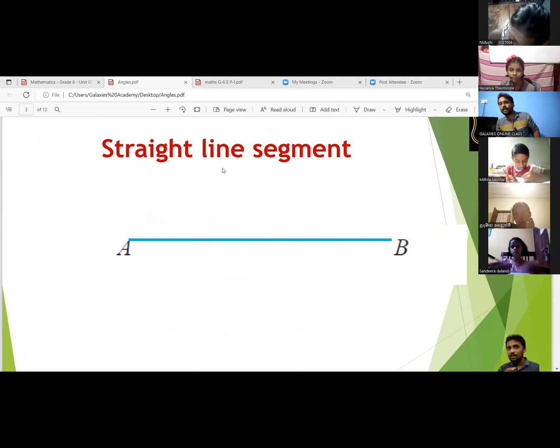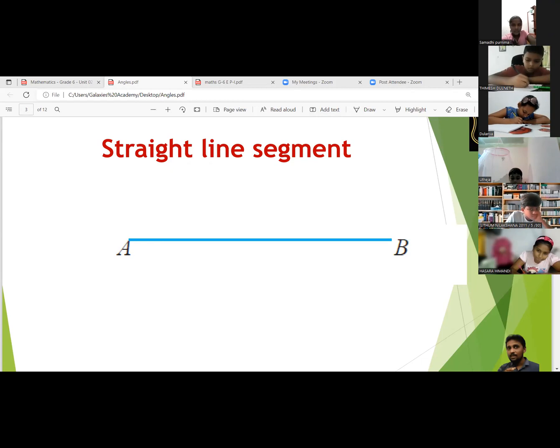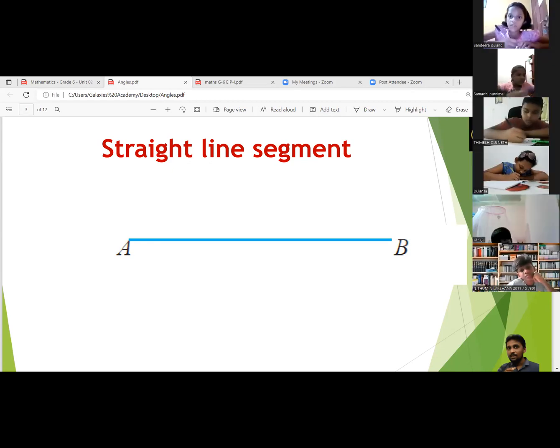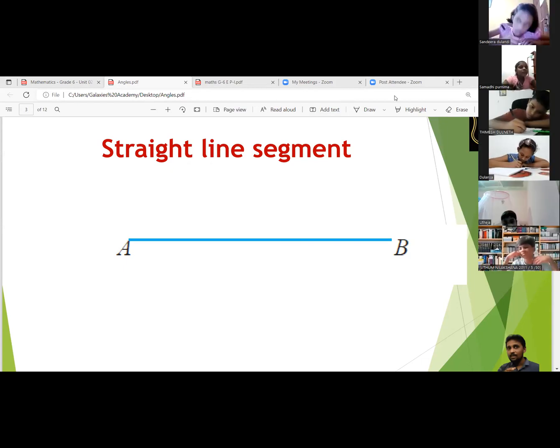Right. First, we are going to discuss about straight line segments. Okay, you write down the subtopic in your book, straight line segment. Straight line segment mean what?